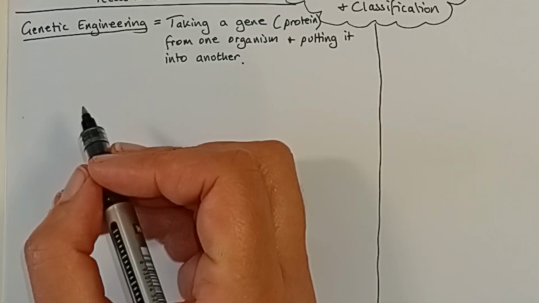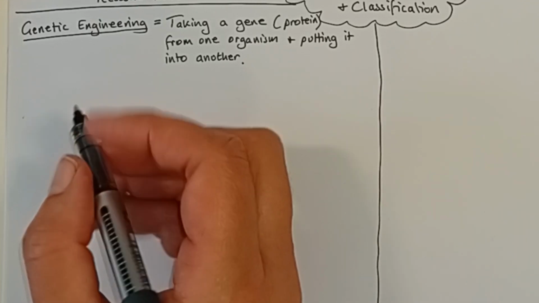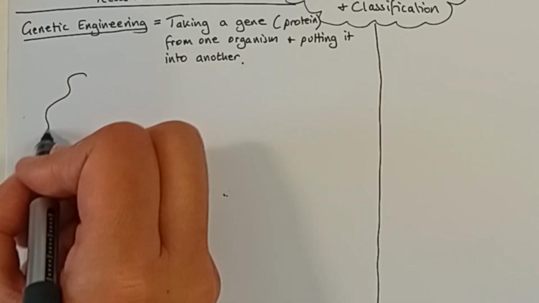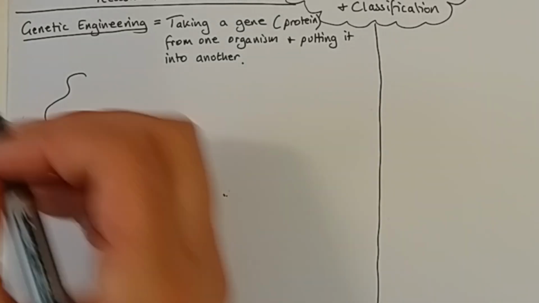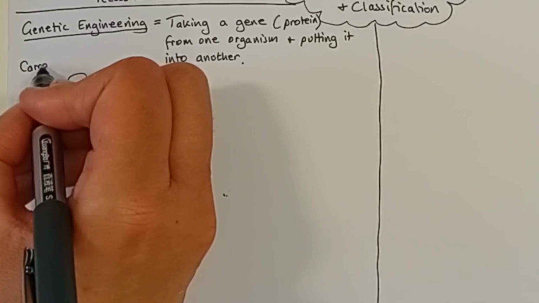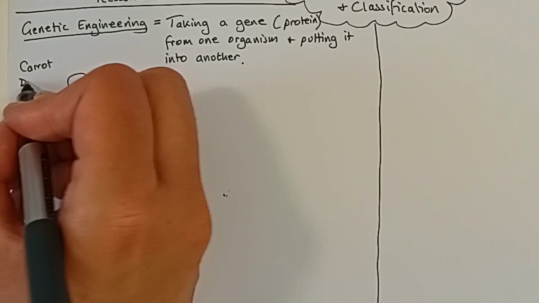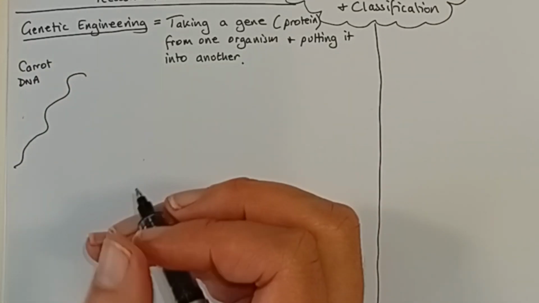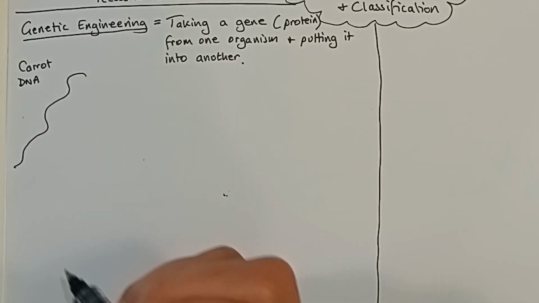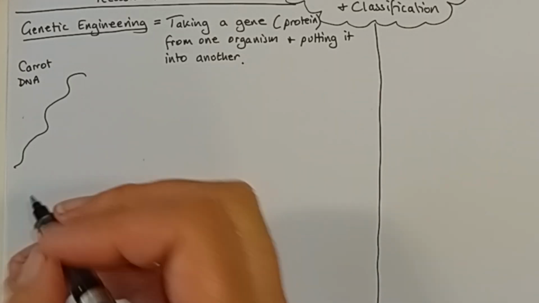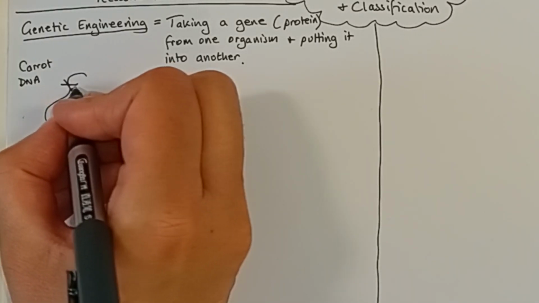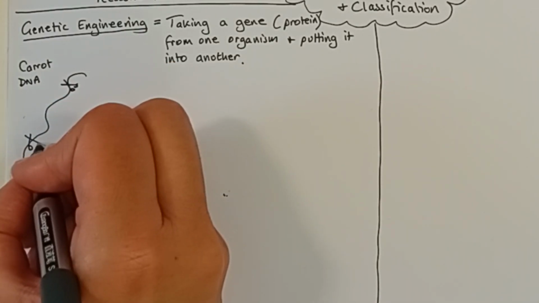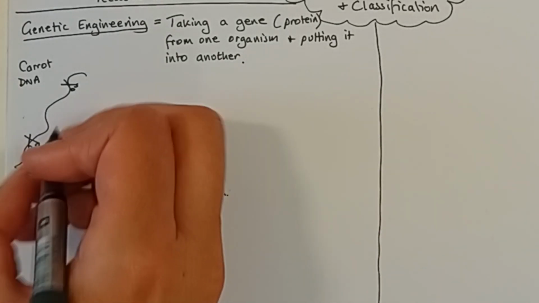The example I'm going to give you then is for golden rice. Here's a section of DNA. It's actually from a carrot in this example. So it's carrot DNA. And carrots can make a molecule called beta-carotene. Right? And beta-carotene can reduce night blindness. It's needed to keep your eyes healthy. So scientists have found the beta-carotene gene and they cut it out using enzymes.